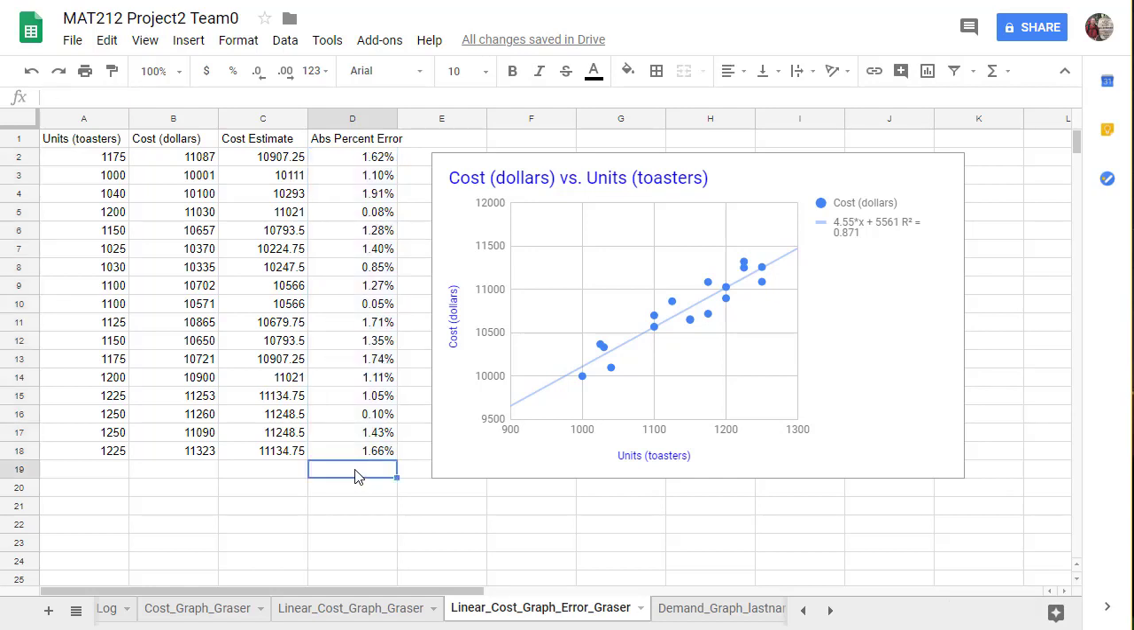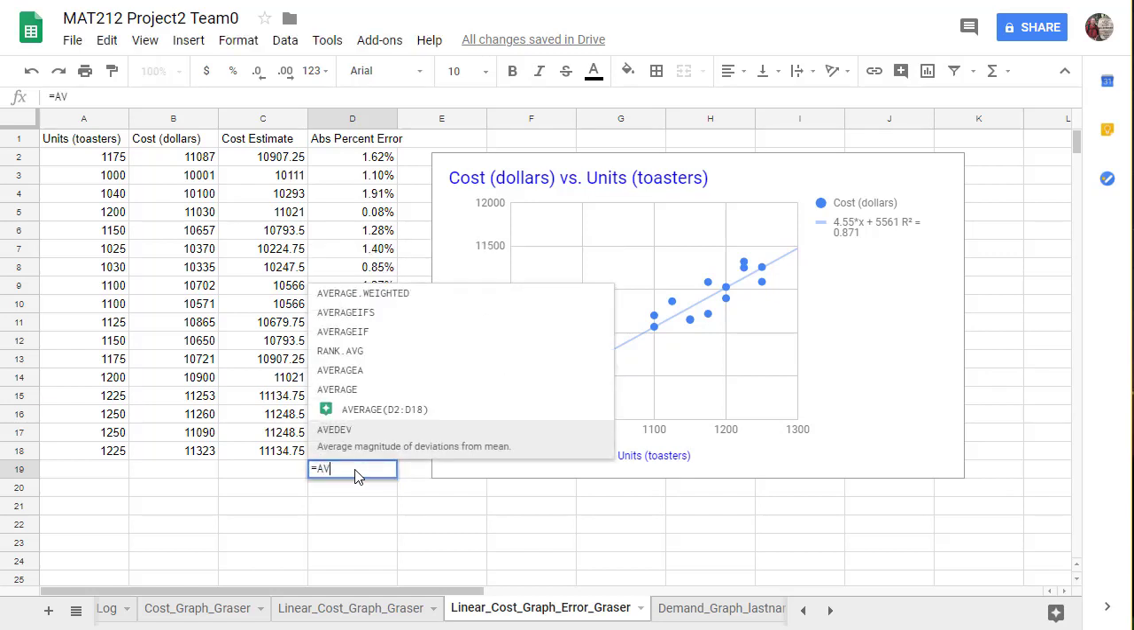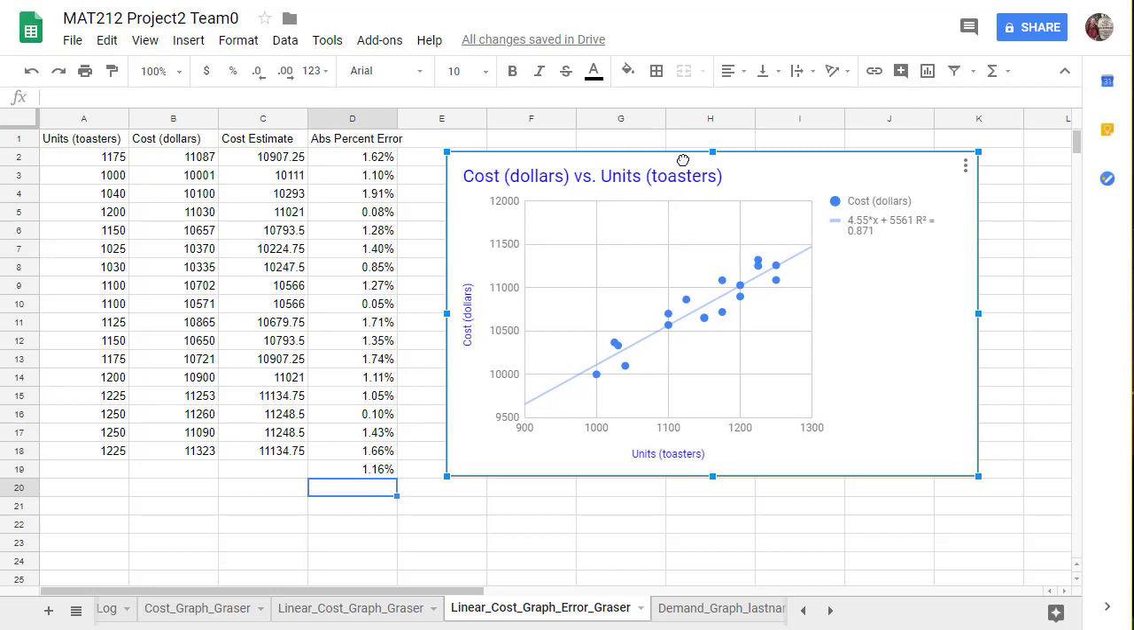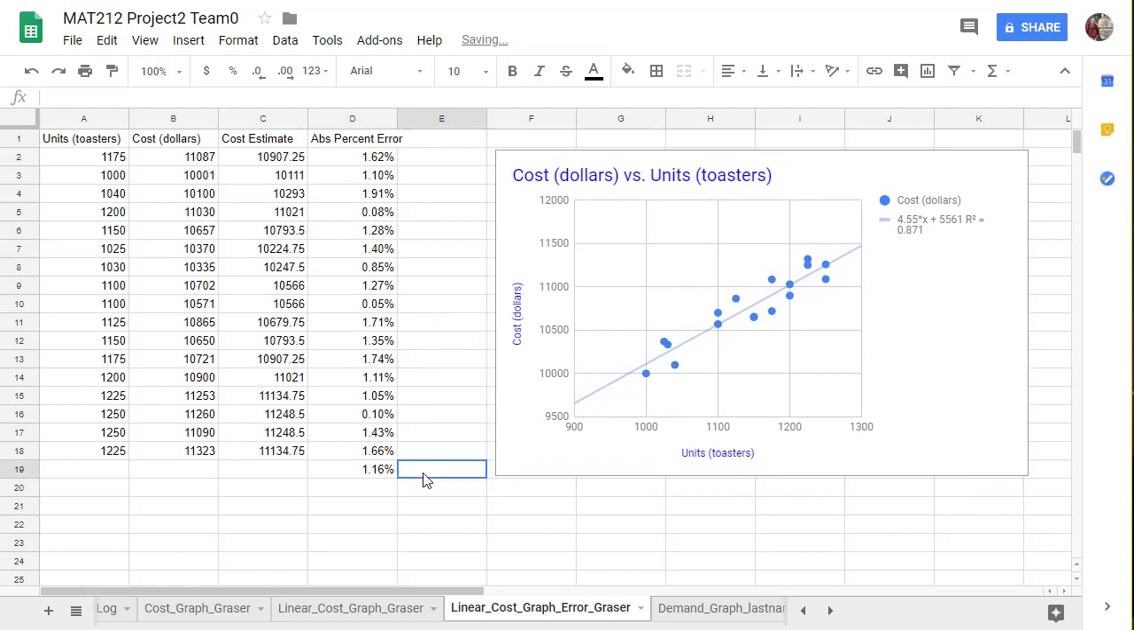So I'm going to use a function here that's called average, and I'll say equals. I'll type the word average, parentheses, and then I'll click on the first number I want, holding the mouse button down. I'll drag it all the way down, and then finish it with a parentheses, and then press enter. So what this tells me is, if I take the average of all those numbers, it's about 1.16%. So I'm going to move this over a little bit and then type the word average there, so I know what that is.